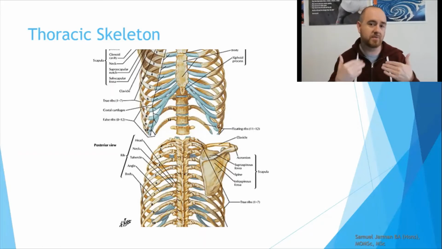So ribs 1 through 10 connect anteriorly. I believe it's ribs 1 through 6 that essentially connect directly to the sternum, or the manubrium in the case of 1 and a little bit of 2.